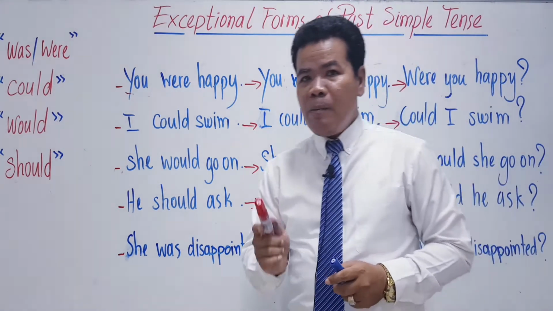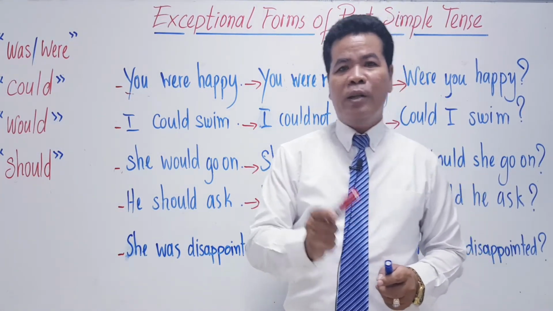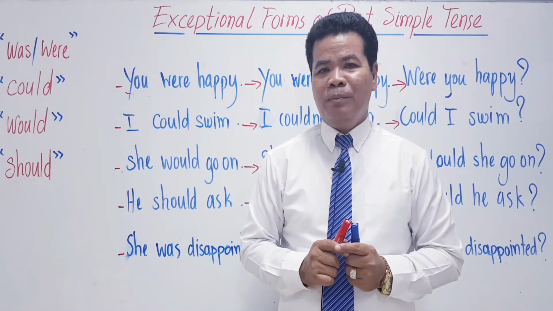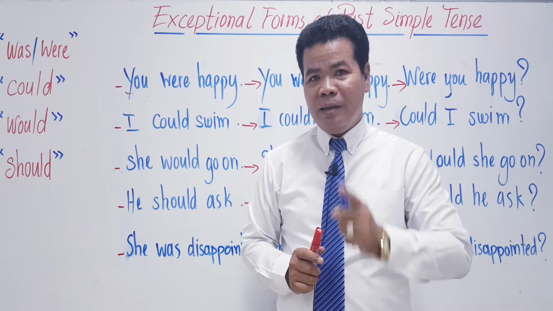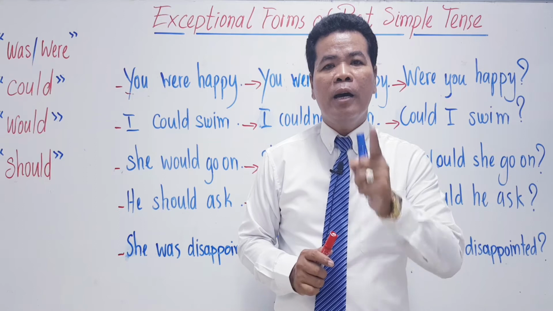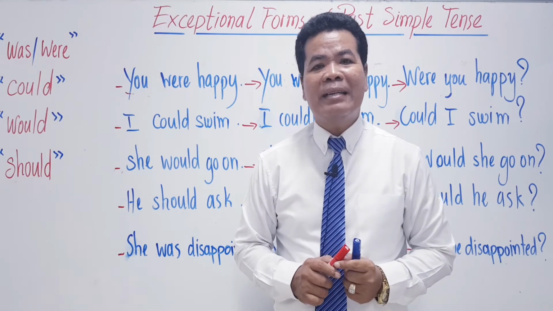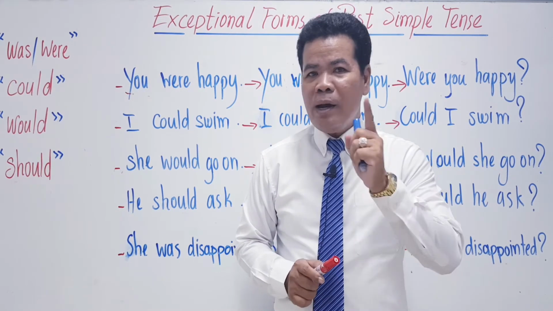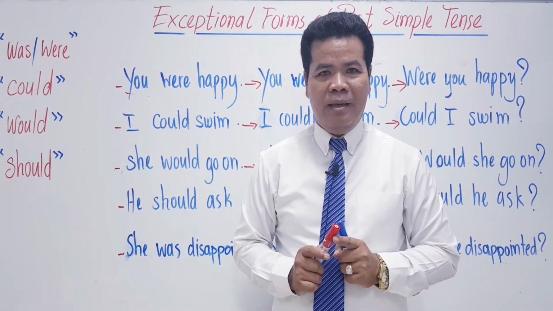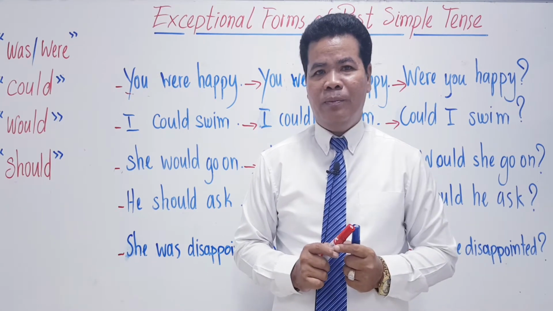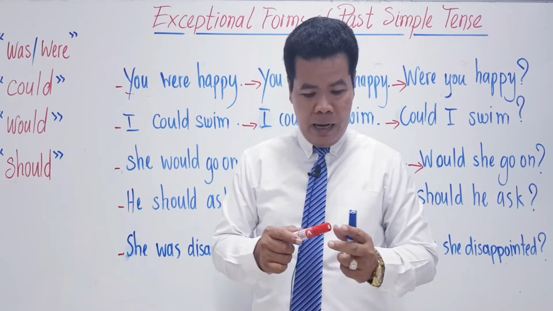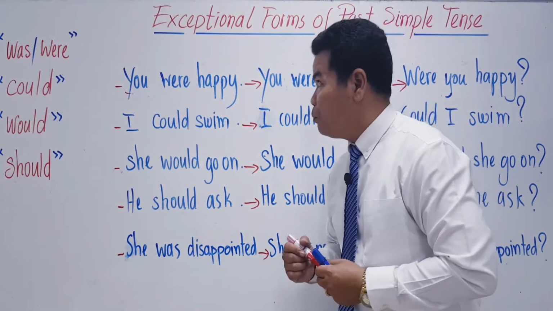We normally make the question or the negative of the past simple tense by using did as the helping verb. Okay? But today, we don't use did anymore. We no longer use did in the exceptional form. So when you are talking about exceptional form, you don't need to understand. You need to remember. Learn it by heart. Understand? Now, let's go to the first example.